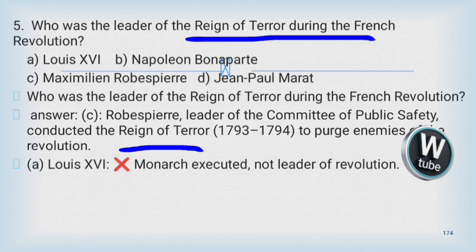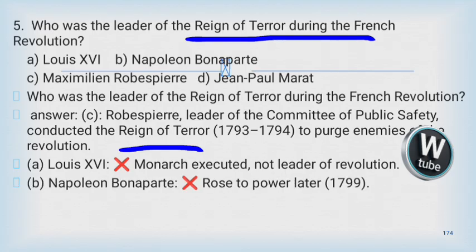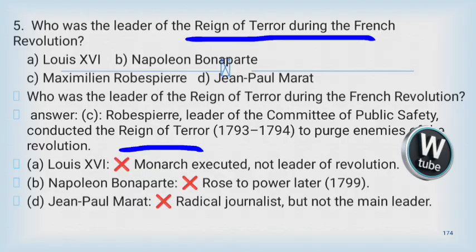Louis XVI was the monarch who was executed, not the leader of the revolution. Napoleon Bonaparte is not the answer because he rose to power later, in 1799. Jean-Paul Marat was a radical journalist, not the main leader.